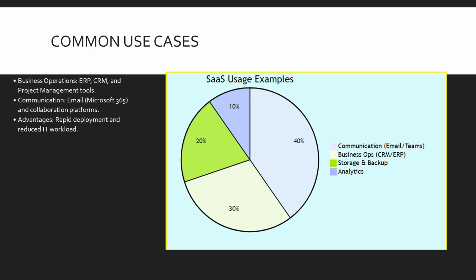This chart categorizes common SaaS workloads. The largest slice represents communication, such as email and collaboration tools like Microsoft 365. Business ops, including CRM and ERP, makes up another major portion. This visualizes that SaaS is primarily used for commodity software, where the organization benefits more from using the tool than from building and maintaining it.